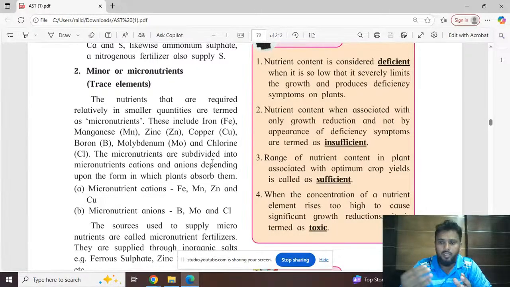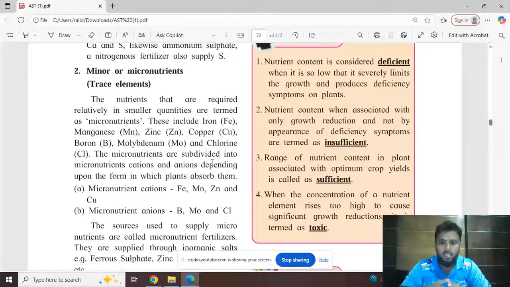And we all know that vegetative growth should be maximum. The number of tillers, or tillering, should be maximum. But if nitrogen is deficient, then the number of tillers, the growth, that is the number of branches, and the number of flowers are going to reduce. Okay, when the nutrients are deficient.